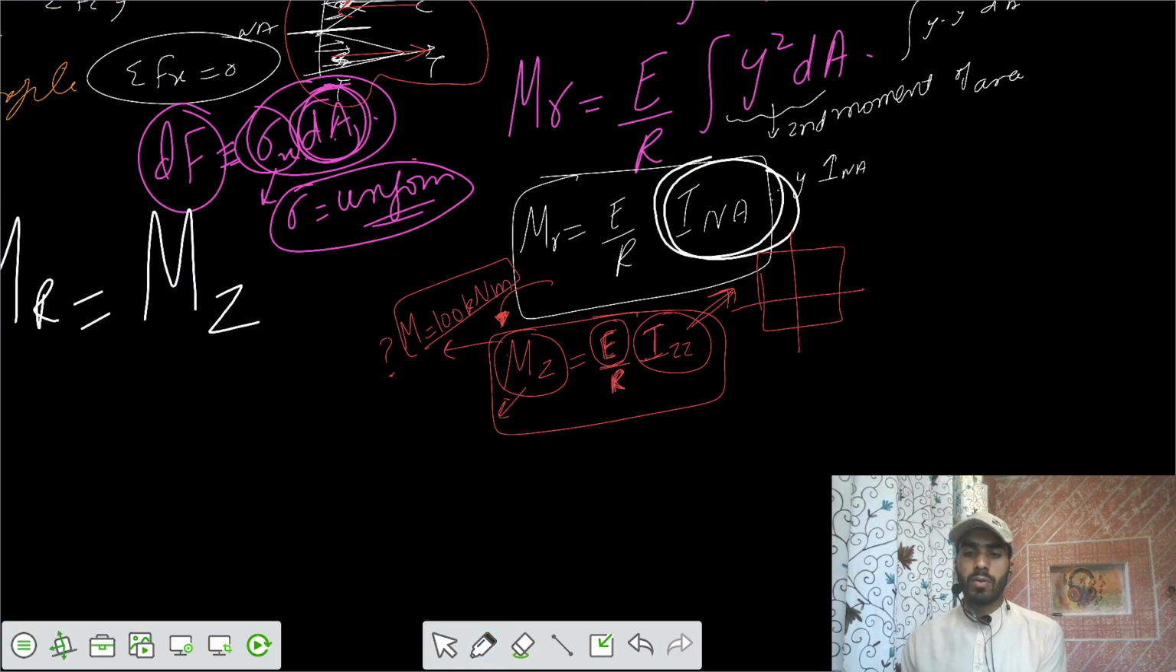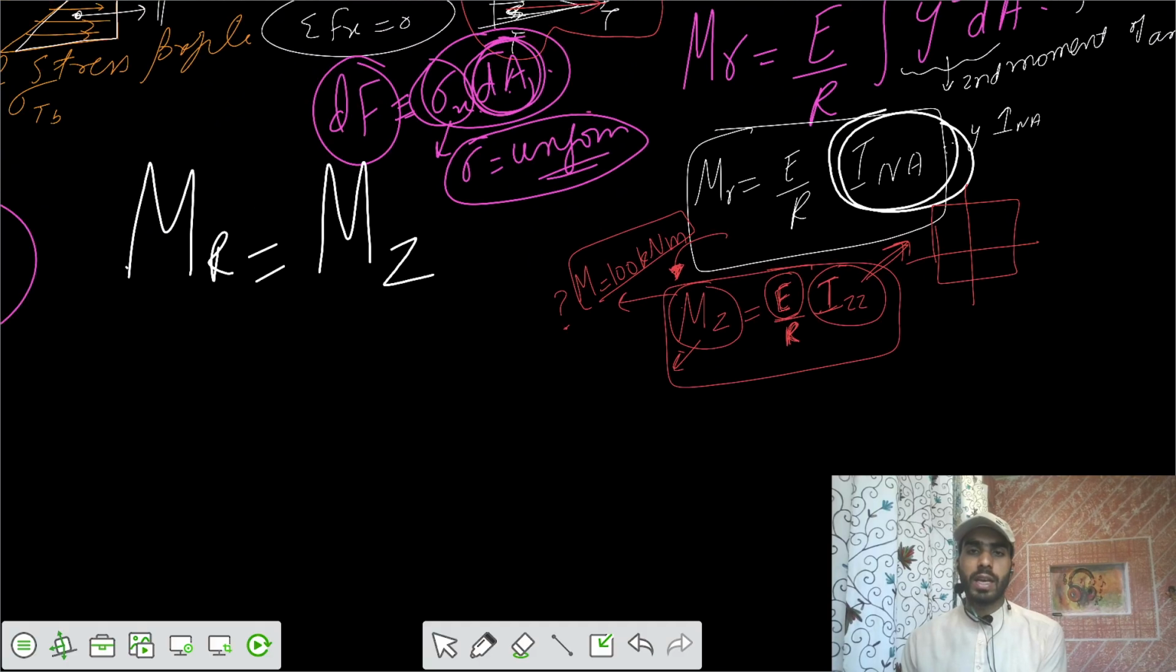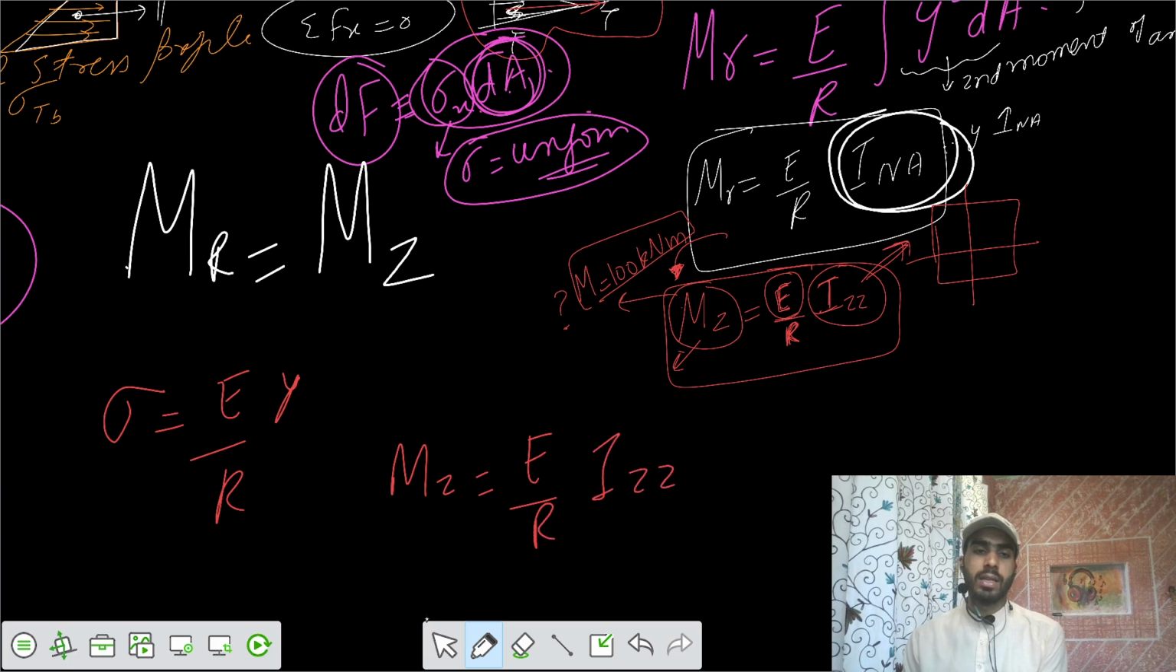So now we got two equations. Initially we got sigma equals Ey by R, and now we got Mz equals E by R into IZZ. So we have E by R and E by R.